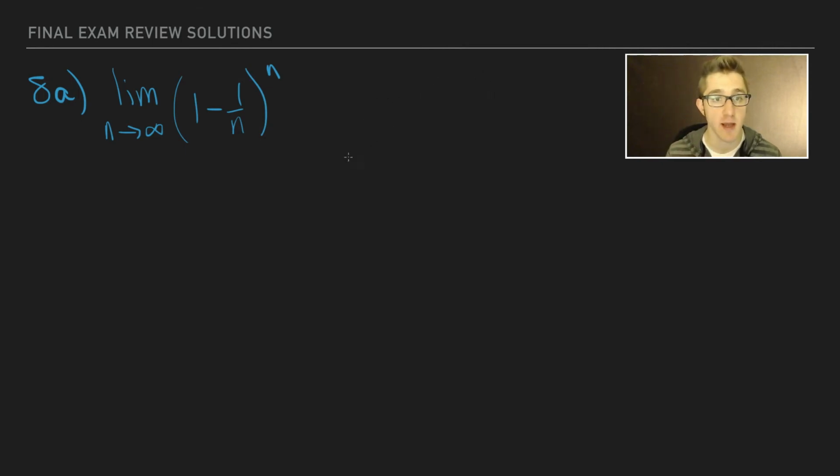For problem number 8, we're finding some limits. The first one is one that we look at. If we take the limit of the different pieces as n goes to infinity, we have 1 inside the parentheses, and then infinity as the exponent. So this is of the form 1 to the infinity, which we know is one of these indeterminate forms. So to do this limit, sometimes what we do is we write, let's say, y equals (1 minus 1 over n) to the nth power, and then we take the natural log of both sides.